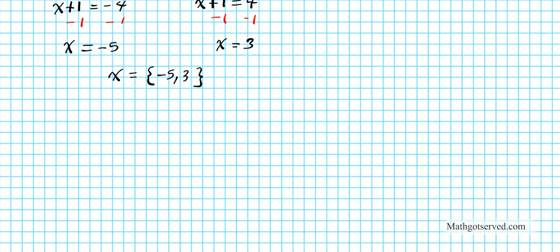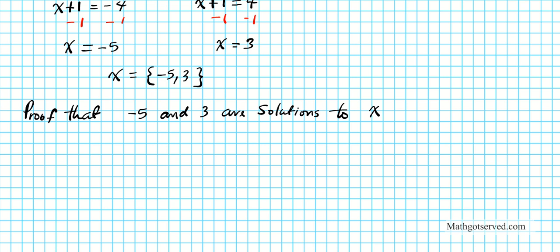So let's write down the title. We're going to write proof that -5 and 3 are solutions to the original problem x squared plus 2x minus 15. Okay, so this is what we're going to do.